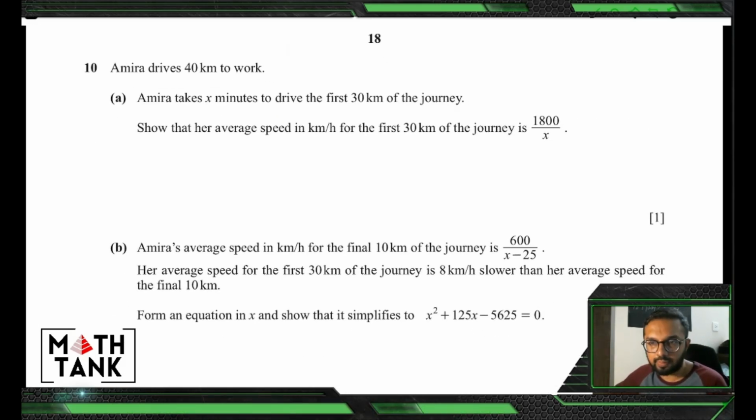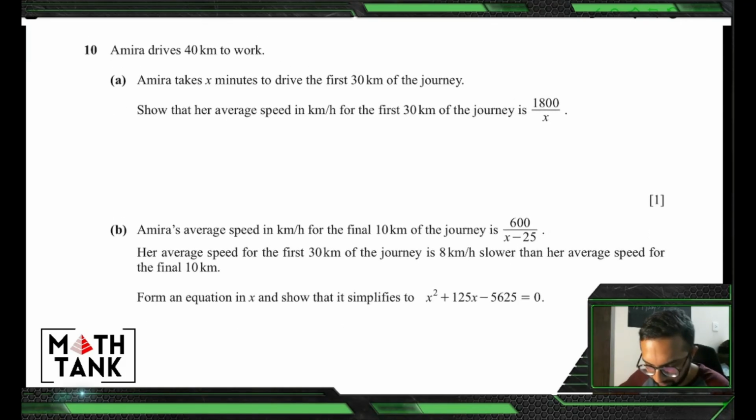Okay, another question from the same paper. It says Amira drives to work. Amira takes x minutes to drive the first 30 kilometers of the journey. So that's distance, for the first 30 kilometers. Okay, takes x minutes. So that's time. But the time is in minutes and the distance is in kilometers. It says kilometers per hour. So I should change this to hours. So I can say that this is x divided by 60.